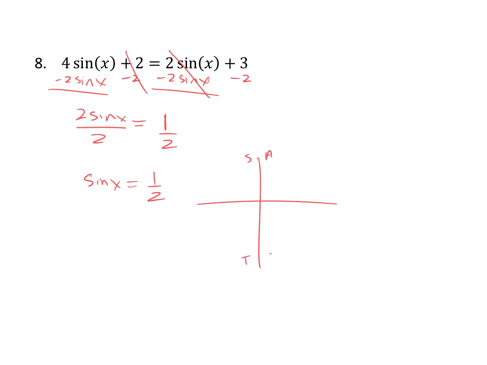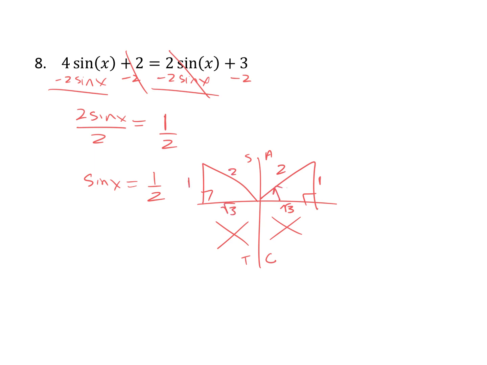So if All Students Take Calculus, I'm not going to have any trig ratios that exist in the bottom two quadrants. That's where the tangent and cosine are positive. Okay, so let's draw on our reference triangles. Label your sides: opposite 1, hypotenuse 2. That means that my adjacent side is the square root of 3, special right triangle.